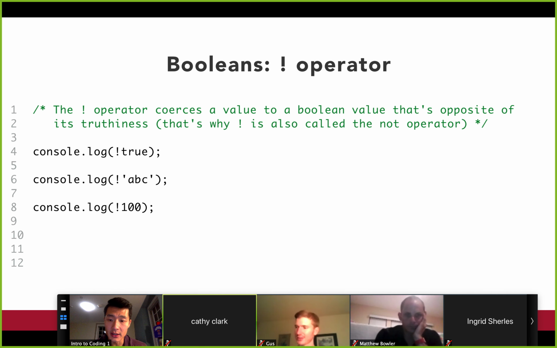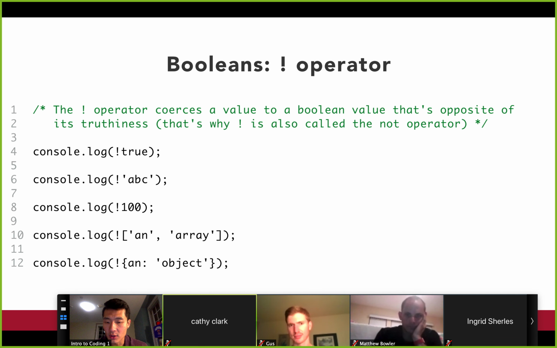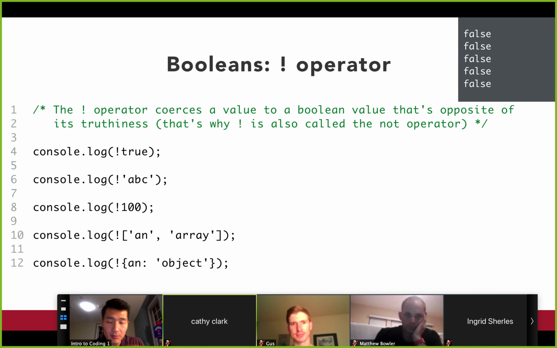Here, same idea, right? What numbers are false? The number 0 is false, and not a number is false. Every other number is true. So on line 8, 100 is by default true, and so when I put an exclamation mark in front of 100, that says not true, i.e. false, and so on and so forth. And so what the bang operator does is it gives you the Boolean value that's the opposite of whether or not a particular value is truthy.